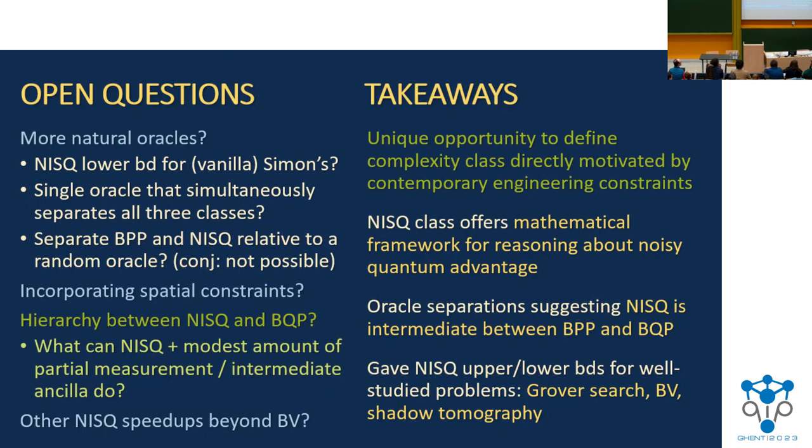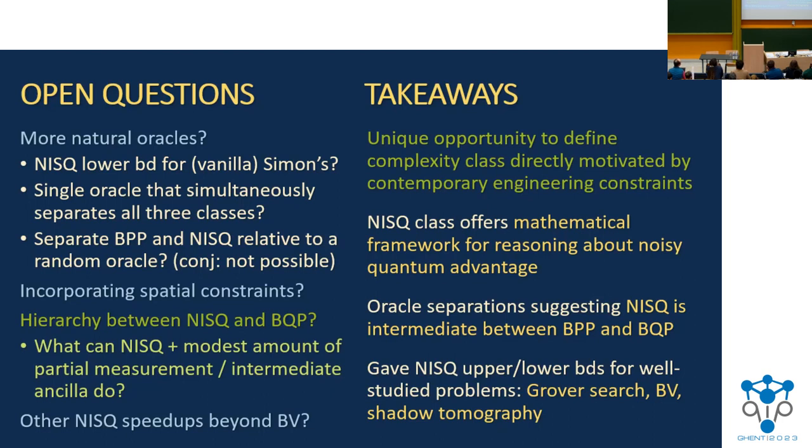Okay, so let me just mention some open questions because I think there are a lot of exciting directions that people in the audience are poised to be able to make some cool progress in. So one basic question is, are there more natural oracles? I didn't actually mention the robustified oracle that we use to separate BPP from NISQ, but we're essentially wrapping Simon's problem around with an error correcting code.